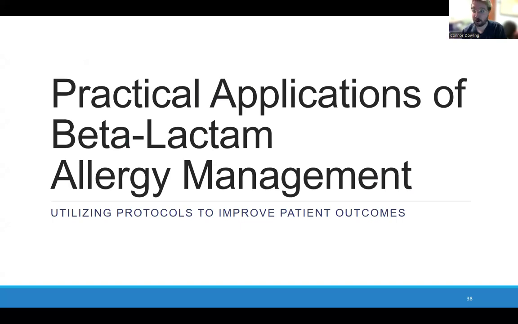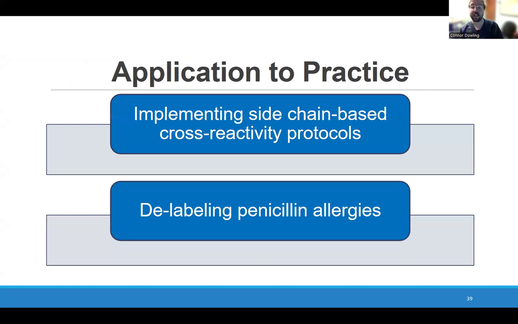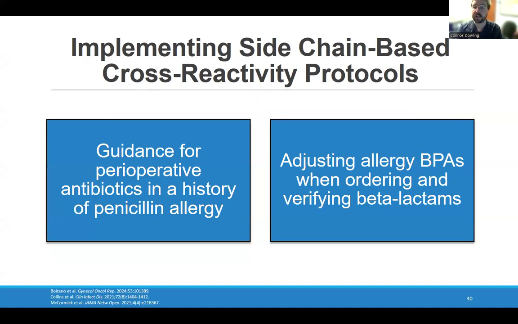So in terms of our general application to practice, we can look to implement side chain based cross-reactivity protocols and really leverage beta-lactam cross-reactivity rates to help with stewardship. We can also look to proactively delabel our penicillin allergies by implementing different protocols and processes that can be utilized to help identify patients that are appropriate candidates for challenges, for delabeling, etc. And we'll talk about what's done elsewhere and what we use here at Norton Healthcare for our inpatient adults.